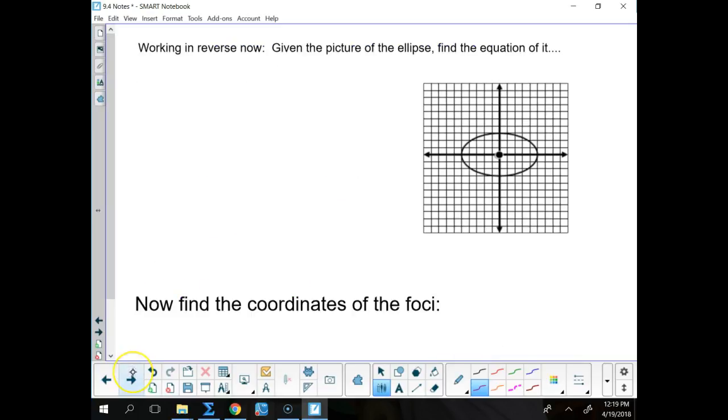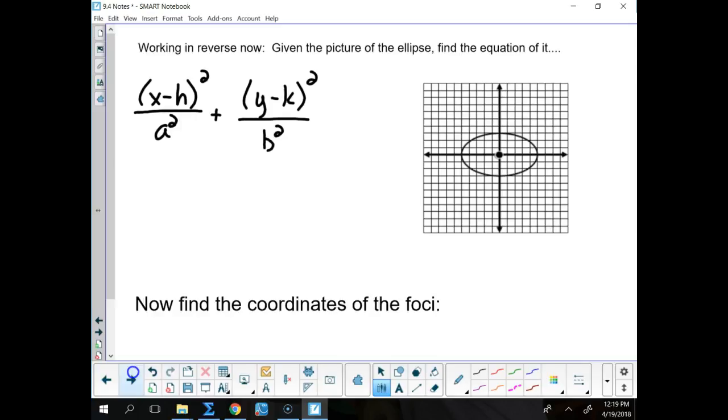All right. So let's go in reverse now. Now I'm going to give you the graph, or I'm going to give you some key points, and I want the equation. Okay? So remember that the equation is x minus h quantity squared all over a squared plus y minus k quantity squared all over b squared equals 1. That's our equation.